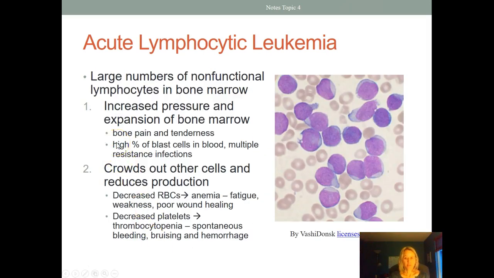Acute lymphocytic leukemia presents with very large numbers of non-functional lymphocytes in the bone marrow and as well in the blood. So we can see a bunch of these white blood cells, lymphocytes, in the blood. This is going to cause increased pressure and expansion of the bone marrow. One of the common signs is bone pain and bone tenderness. And as I mentioned, we have a high percentage of these blast cells in the blood, and the patients have multiple infections.